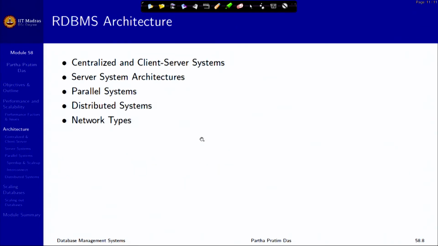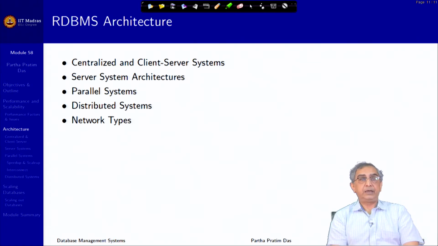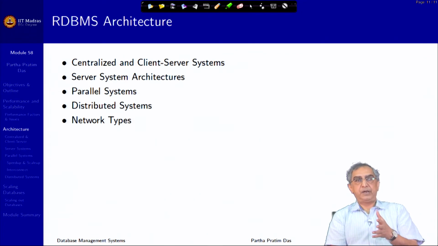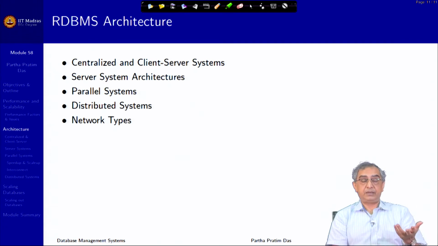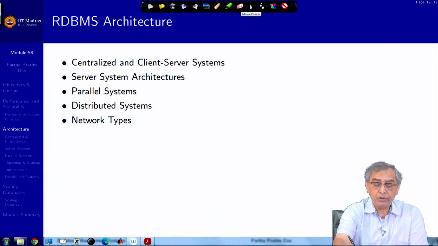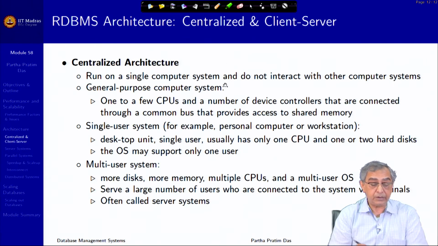Now, RDBMS can be architected in different ways, centralized or client server systems. Server systems can have multiple different architectures. Then we can have parallel systems, we can have distributed systems connected over different types of networks and so on. So, let us take a quick look at these options.